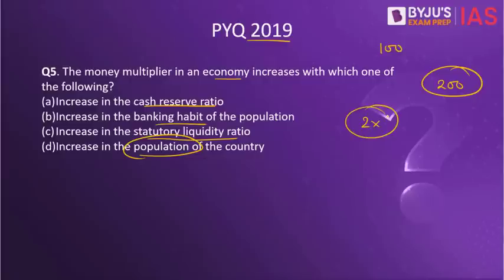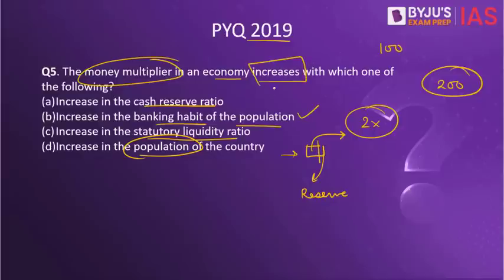Now what banks do is that when you deposit a certain amount in the banks, then after taking out the amount that they need to keep as reserves, like the cash reserve ratio or the statutory liquidity ratio, they lend out the rest of the money and they earn interest on it. So the amount of money increases eventually. So that means that if more and more people come and deposit money in the banks, then the banks will have more money to lend out and that will lead to increase in the money multiplier. So banking habits of the population is extremely necessary to increase the money multiplier.